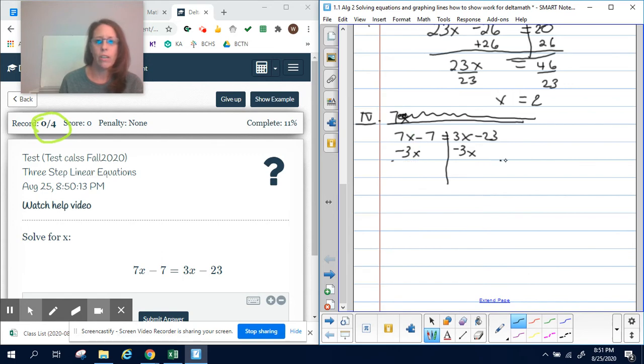Notice that I wrote it under the 7x. So these are matching or like terms. So over here now we have 4 x's with our minus 7. No x's over on this side, but be very careful of that negative 23. That was a minus sign, comes down here. Now we call it a negative sign. All right, and then finish this question. Add 7 both sides, divide by 4, type it in.